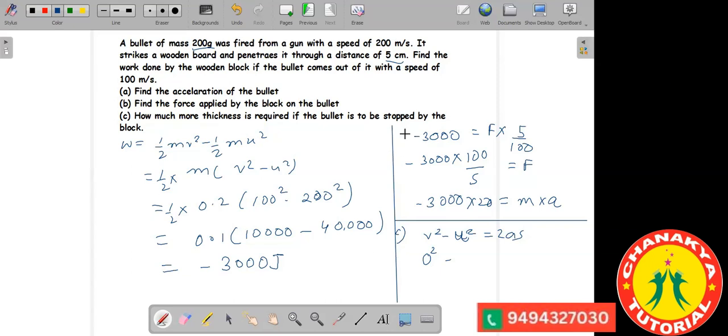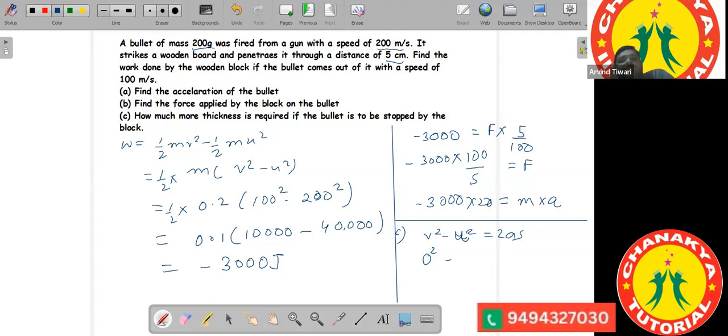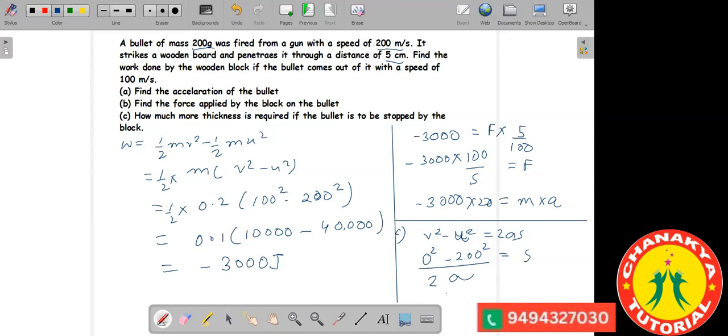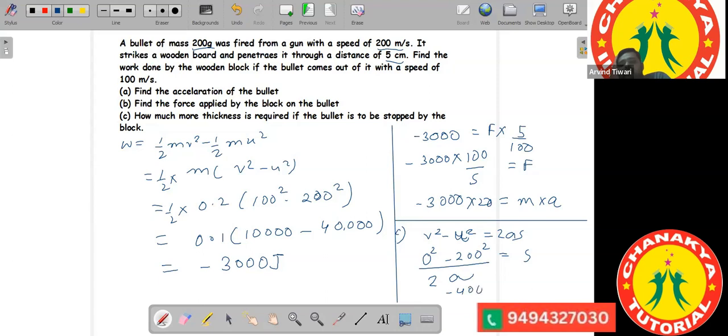See, there are two ways. If you take 200, then you will get the complete thickness. If you put here 200 squared, you will get the complete thickness. So 200 squared divided by 2 times acceleration will give you the complete thickness. Then we can do the complete thickness minus 5. So it will be minus 40,000 divided by 2 times acceleration, which has already been calculated. Putting the value, you can calculate the total. So find out the value.